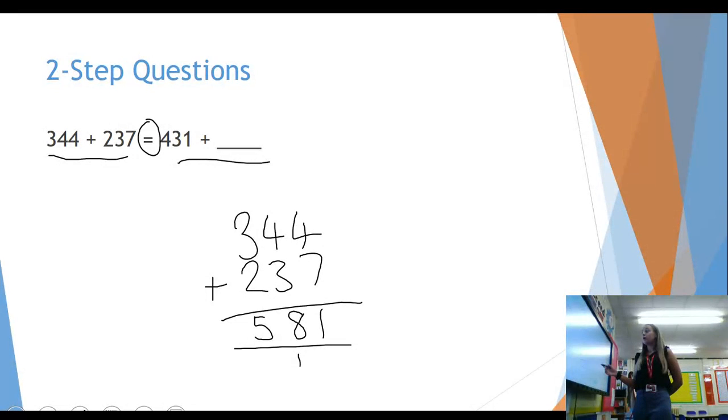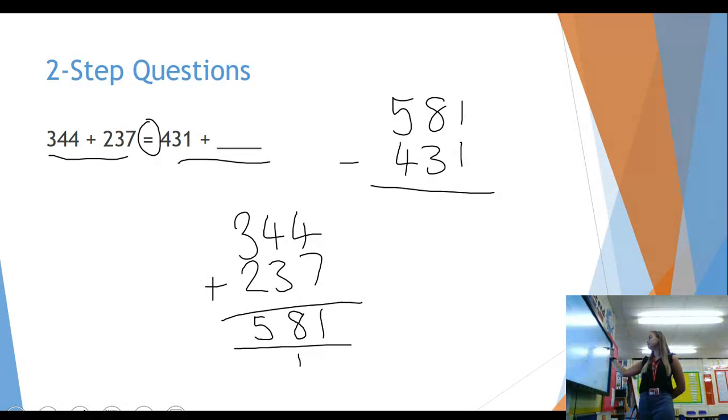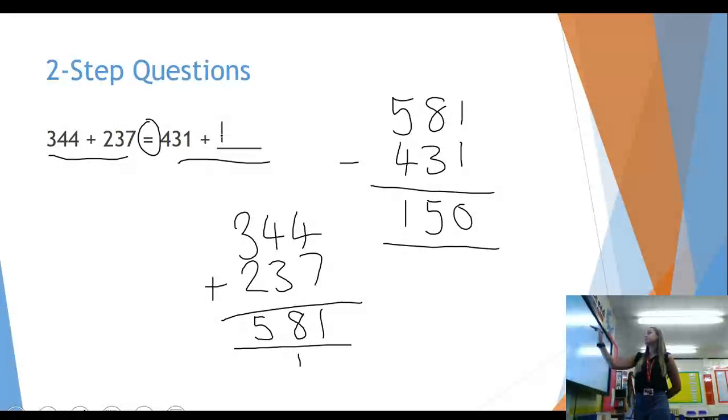We need to work out now the difference between 431 and 581, because this number, 431 add something, is equal to 581. So we need to do the inverse operation. We take 581 and we take away 431. 1 take away 1 is 0. 8 take away 3 is 5. 5 take away 4 is 1. So our missing number is 150.